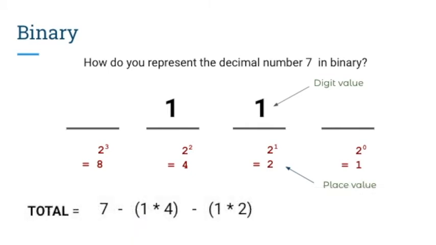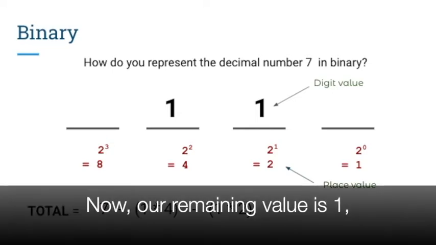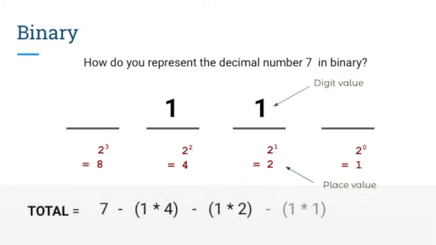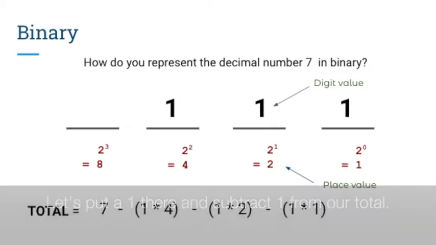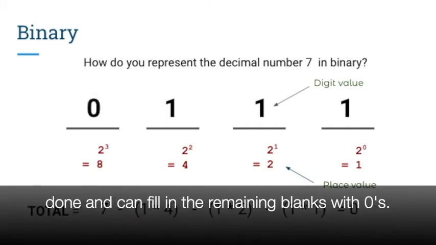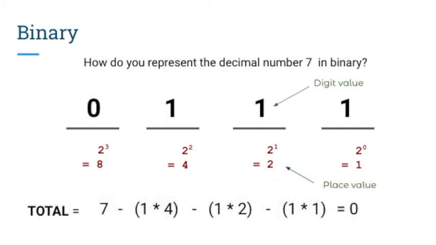of 3. Now, our remaining value is 1, and the greatest place value would be 1, so let's put a 1 there and subtract 1 from our total. We now reach 0 as our total, which means we are done, and can fill in the remaining blanks with zeros.